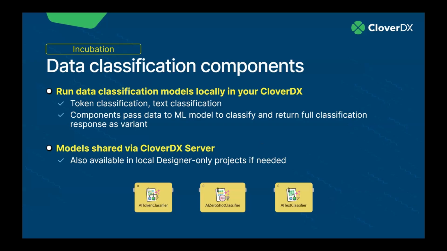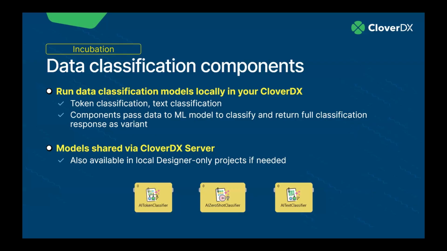The components that we have introduced are meant for data classification with 3 different classifiers that allow you to classify tokens, kind of like words within your data, or the whole text. Often this is used, for example, for sentiment analysis to figure out whether something is positive, negative, or so on. Or you can use it to find personal data within your data and so on. I'll show you an example of how that works.